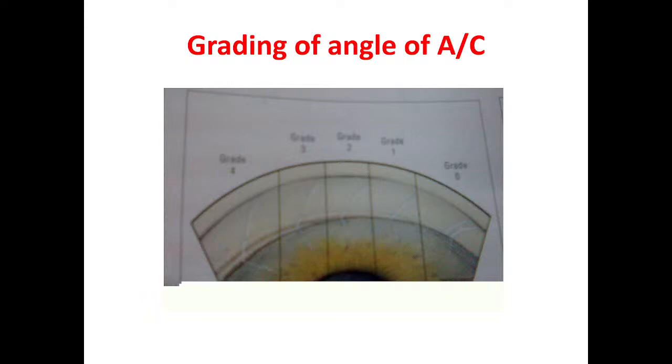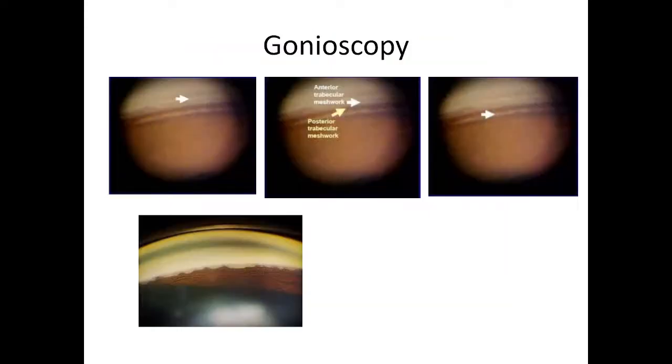Okay. So I was telling you about Schaeffer's grading system. There are various grades of angle. Grade 0 is where no structures are seen. Only Schwalbe's line is grade 1, Schwalbe's line with trabecular meshwork is grade 2, up to the scleral spur is grade 3, and grade 4 means all structures are seen. So you can grade the angle and always document it.